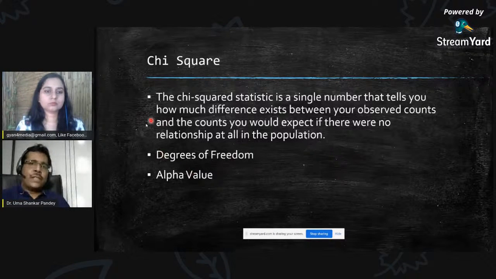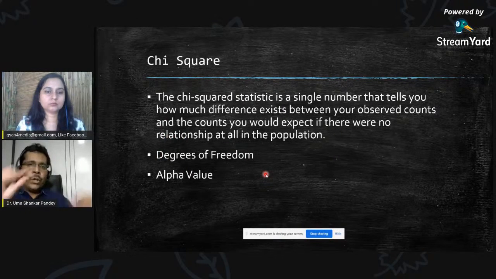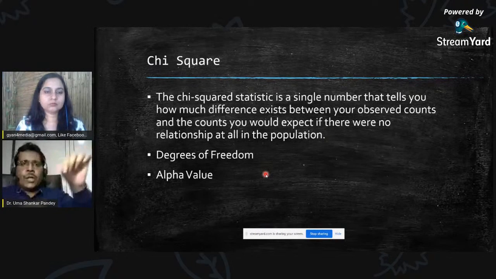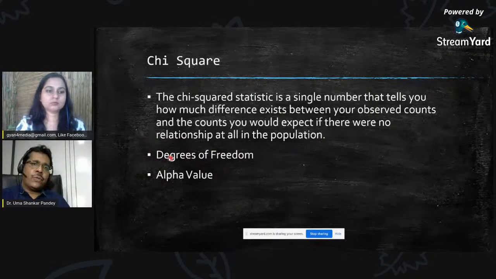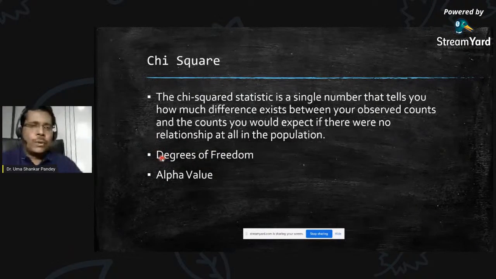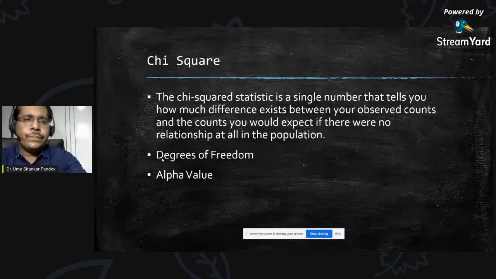Of course, degrees of freedom is very important. So if you have 5 variables, the degree of freedom would be 4. Or if you have it in rows and columns, so rows minus 1, columns minus 1, you multiply that. That is the degrees of freedom. Alpha value, we have already said that it has to be around 0.05 or 0.01. So that's all.